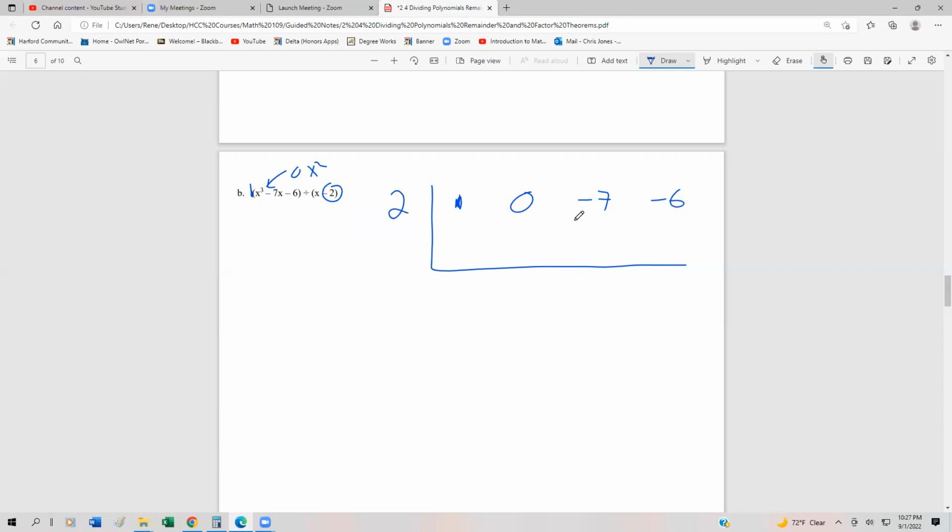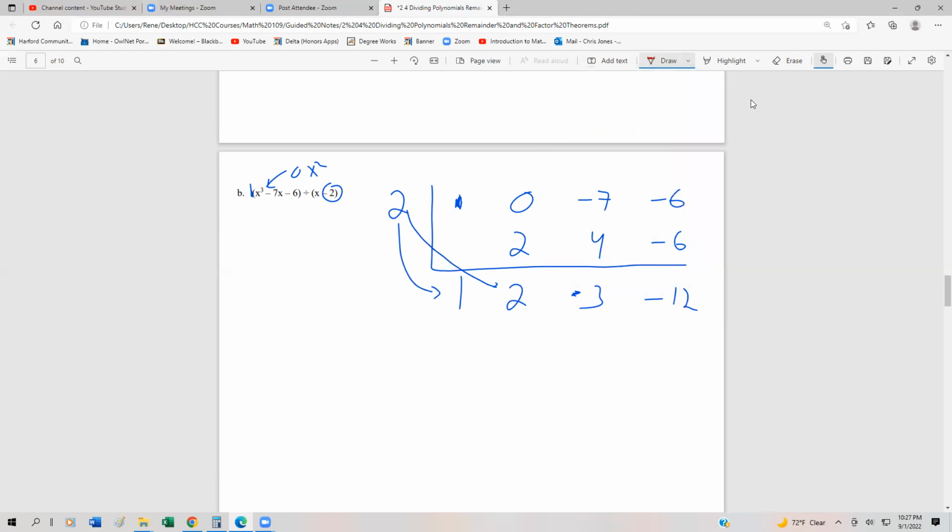Now we're just going to repeat the process that we just did. I'm going to drop down the 1. And we're going to take 2 times 1 to give us 2. I'm going to add 0 plus 2. That's 2. And I'm going to multiply that by 2. That's 4. Negative 7 plus 4 is negative 3. And then finally, 2 times negative 3 is negative 6. And so we end up with a remainder this time of negative 12. Okay, that's okay.